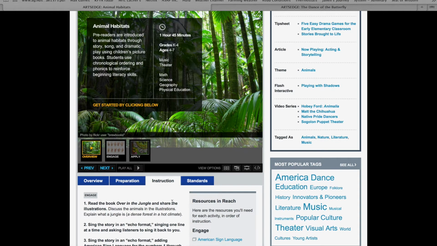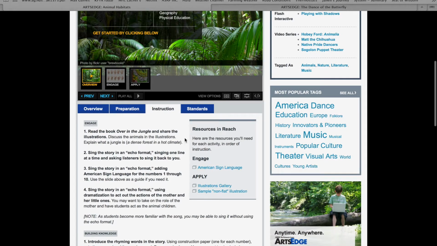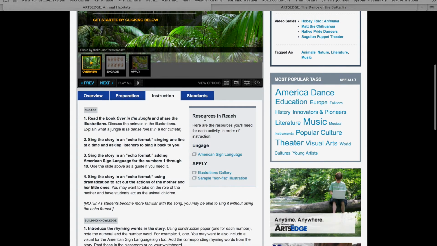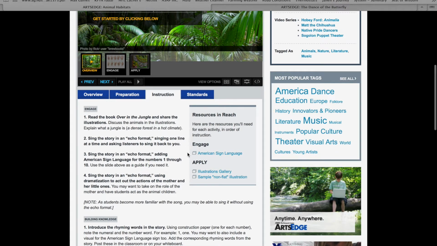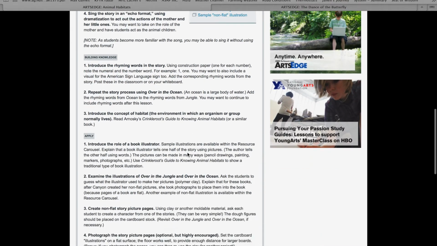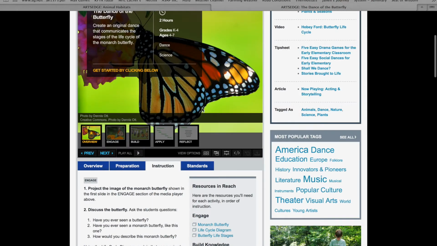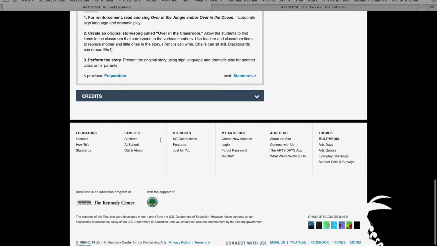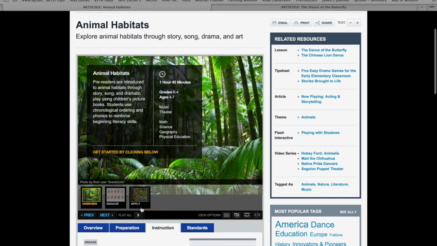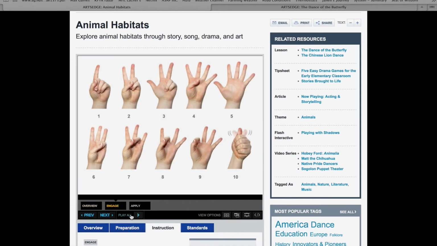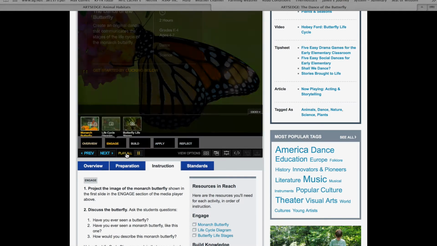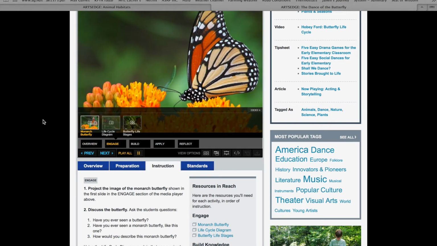How did teachers encourage and/or present creative expression in each case study? Teachers encouraged creative expression in the Animal Habitats lesson by having students sing, sculpt, and use American Sign Language, then act, visualize, and design environments and backgrounds for their dramatization. Teachers encourage creative expression in The Dance of the Butterfly lesson by having students examine photos of the stages of the monarch butterfly, apply dance elements, and create and choreograph a dance to express what they learn.